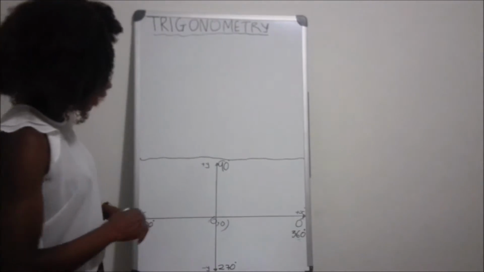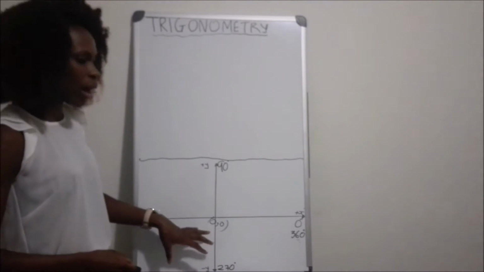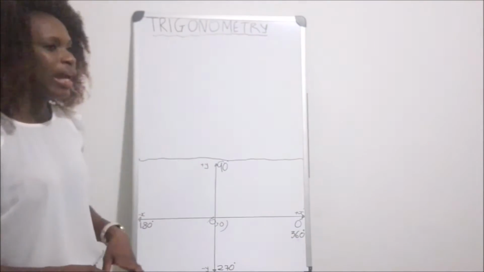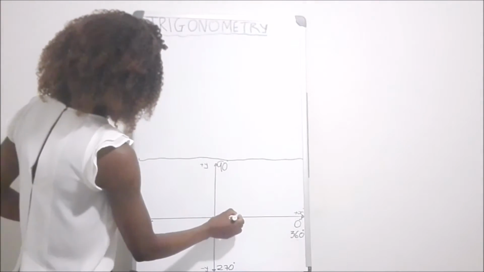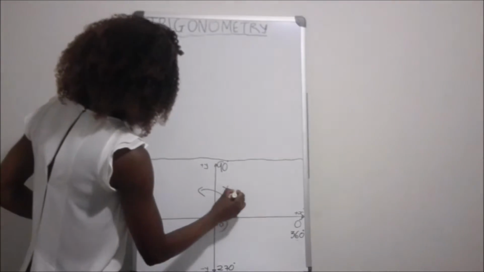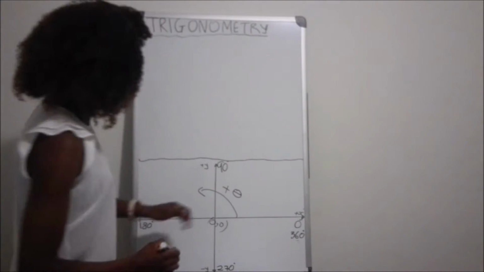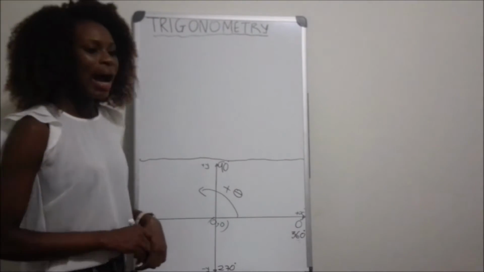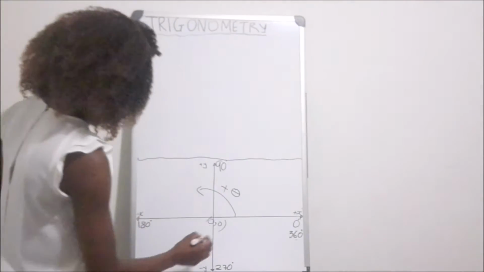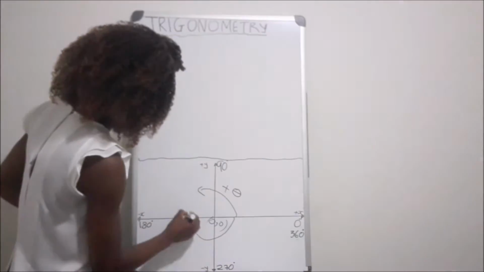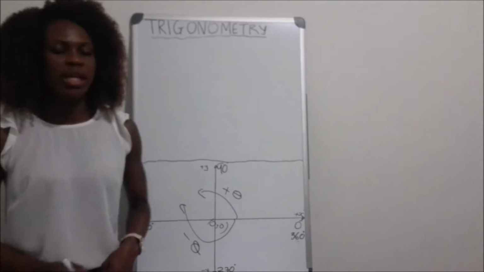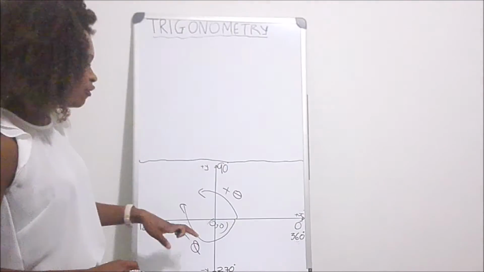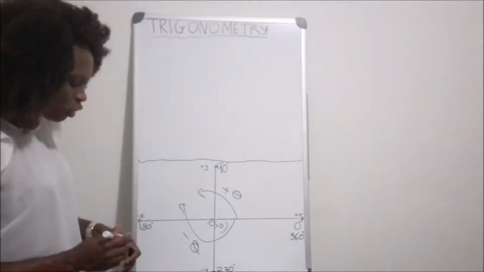From this Cartesian plane, I want you to understand that theta is positive when it's being measured anti-clockwise. But if I am measuring theta clockwise, it's negative, like from here up to there. It's negative when measured clockwise, and positive when measured anti-clockwise.